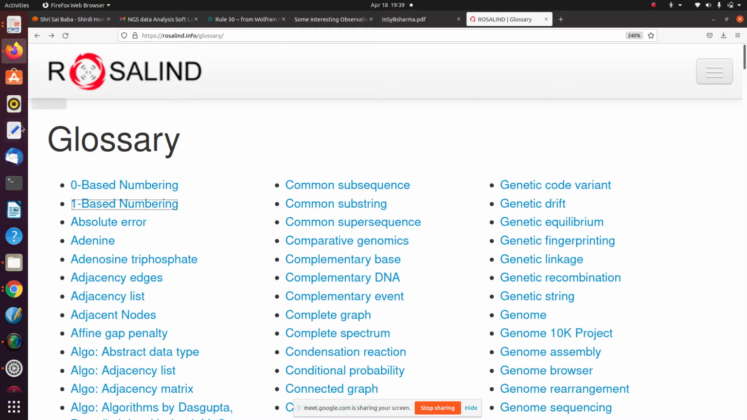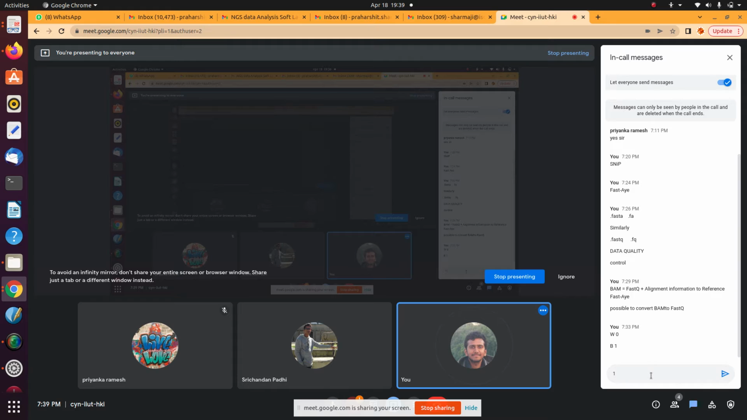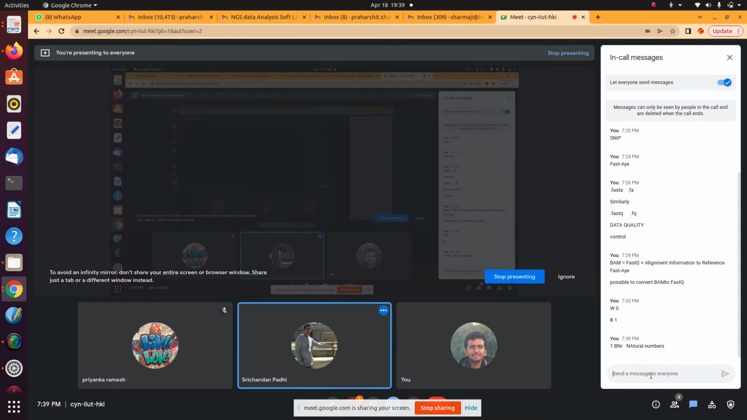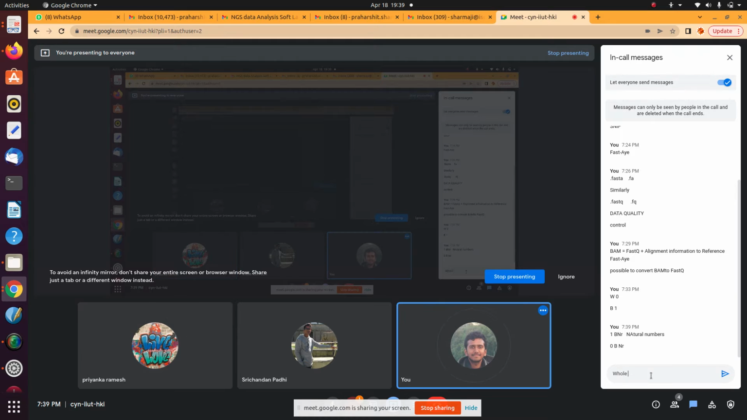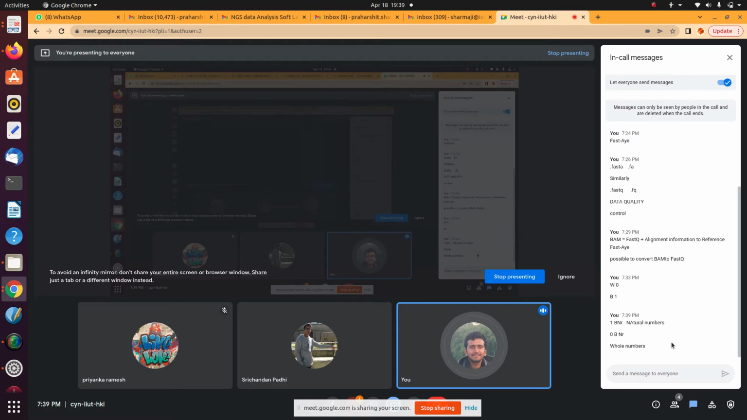Fundamentally, why these 2 types of numbering? One based numbering is natural numbers, right? What are natural numbers, Priyanka? 1, 2, 3, 4, 5, 6, 7, 8, 9. And zero based numbering is whole numbers, right? So that is why we fundamentally have one based numbering in natural number encoding and zero based numbering in whole number encoding. Very simple.